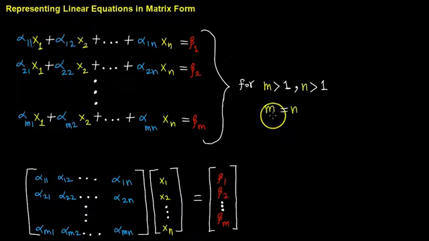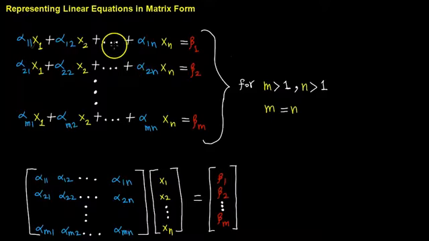So that is why I'm saying m is equal to n, because you would have to have n independent equations to be able to find, or solve for, each one of those n variables. Now let's go ahead and put these equations into matrix form.